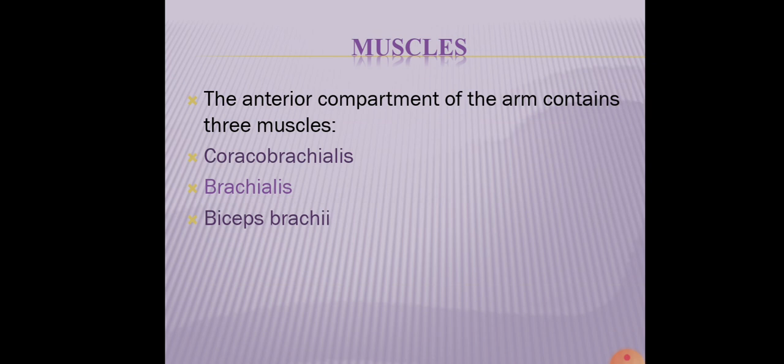In the anterior compartment of the arm, we can find muscles, nerves, arteries, and vessels in general. Muscles of the anterior compartment of the arm are three muscles, which are coracobrachialis, brachialis, and biceps brachii.